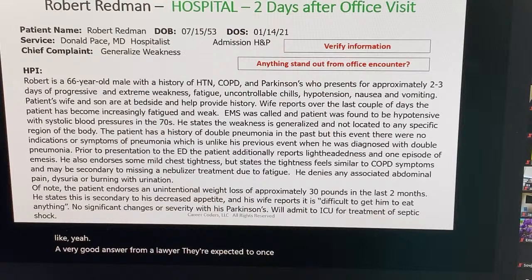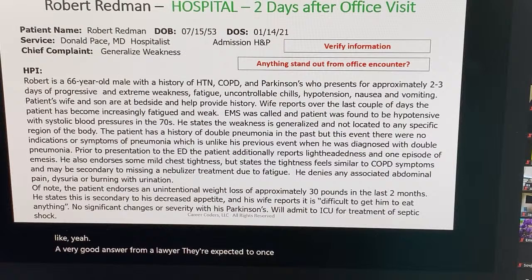Now the office encounter talked about Parkinson's, possible gout. In the hospital, he has pneumonia, septic shock, which is life-threatening. You have sepsis, severe sepsis, and then septic shock. Septic shock is the worst. His wife was informed at the time of admission he only had a 30% chance of living through the night. 30%. And he just saw a doctor 2 days before that. What is going on?